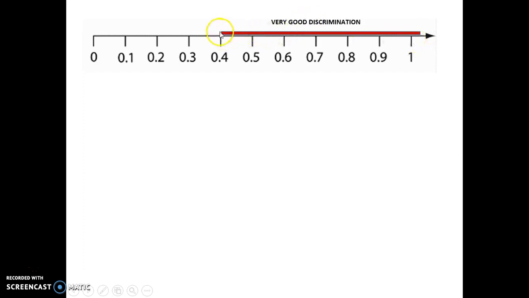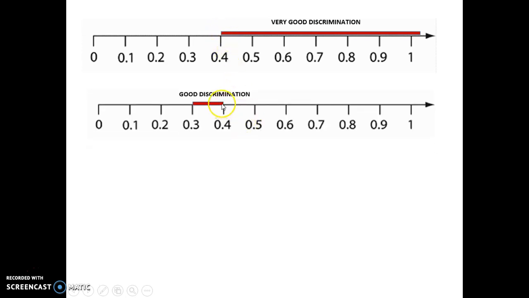So a number from 0.4 from this point upwards would suggest a very good discrimination item. So 0.4 is your starting point for a very good item. However, from 0.4 between 0.39, right at this point here, and 0.3, you have a good item in terms of discrimination.